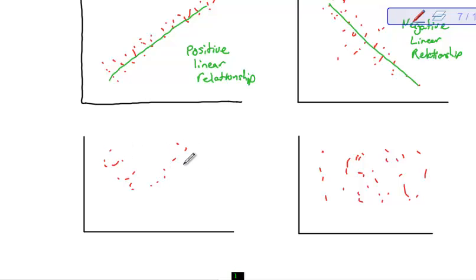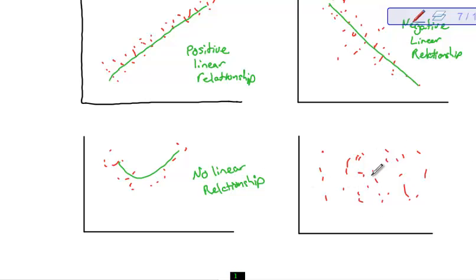I can't really draw a straight line through it. This one's more of a curve, something maybe like that. We just say no linear relationship. There is a relationship, and we can see that because we can draw a line or some figure through it. It's just not linear. It's not a straight line. So there's no linear relationship. There is still a relationship.